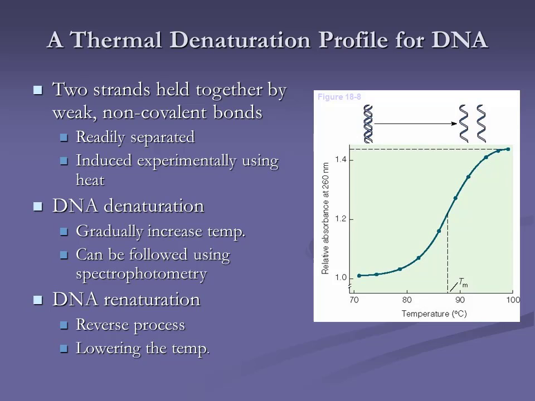Now, we can do it with heat energy. You can boil DNA and you can denature DNA. Denaturing means the two strands separate. And we can do that because our hydrogen bonds, are those the strongest of our bonds? No. Which is the strongest? Covalent bonds are the strongest, hydrogen bonds are the weakest. So we can use heat energy to denature them.